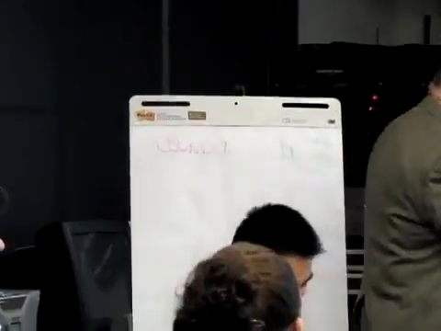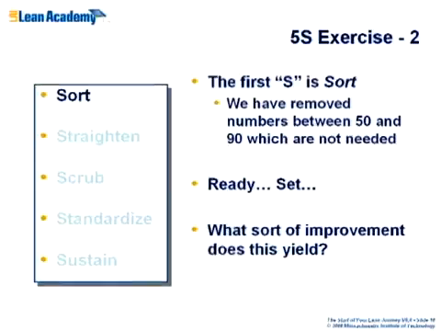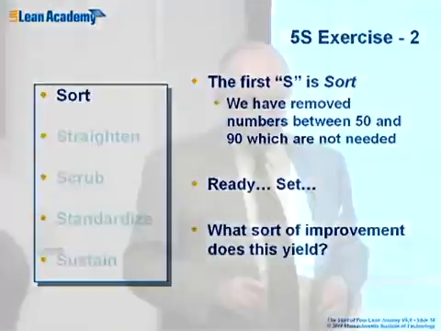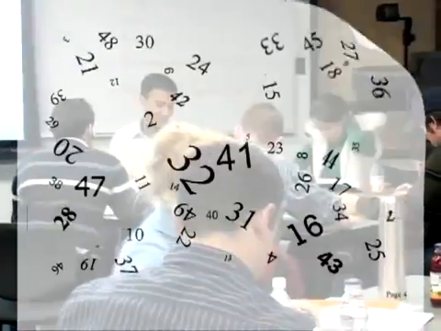Okay, that's cool. So now we're talking about 5 S's. The second S is we're going to sort these. What we've done is that we've removed some waste out of the system, and we've removed the numbers between 50 and 90, and for our product, we don't need those. So what you're going to do is the same thing. We're going to go in order, find the 1, cross it out, find the 2, cross it out, find the 3, okay? On your mark, get set, go.